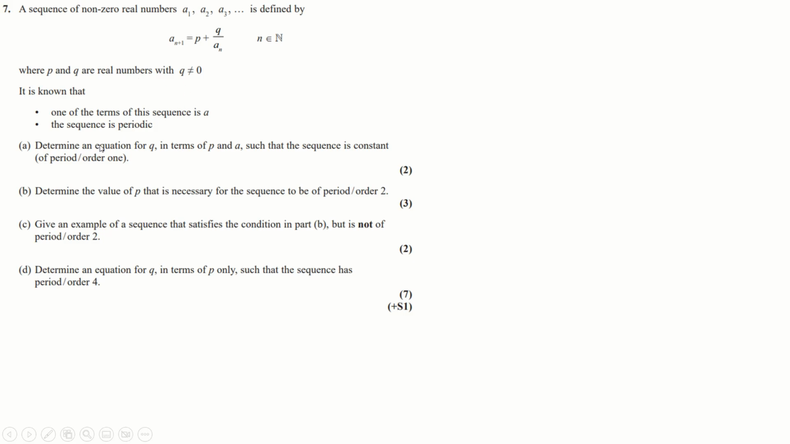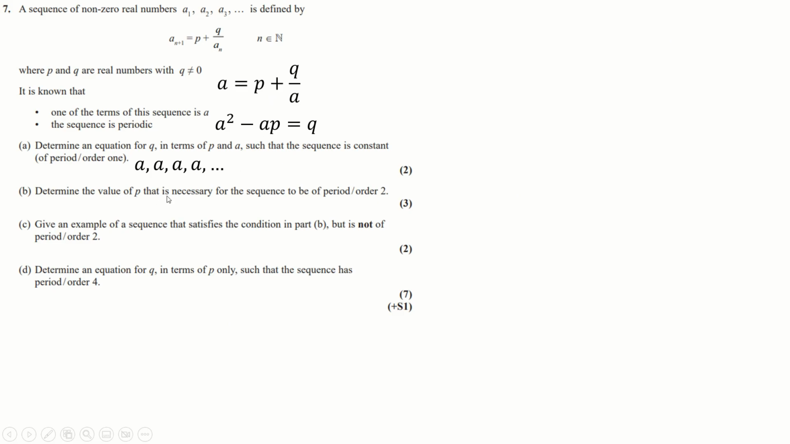So, okay, we're asked first that the sequence is constant. Now, if one of the terms of the sequence is A, that means they all are if the sequence is constant. So that means it just goes A, which means that A is equal to P plus Q over A, because every term is A. And we can just rearrange that, and we'll get Q as this thing here. So that's the expression for Q such that it's constant.